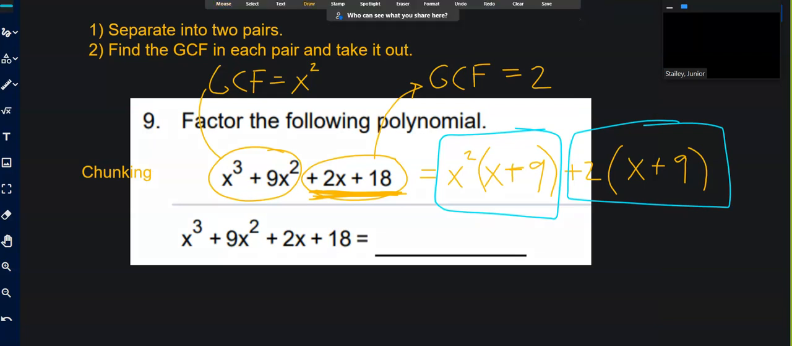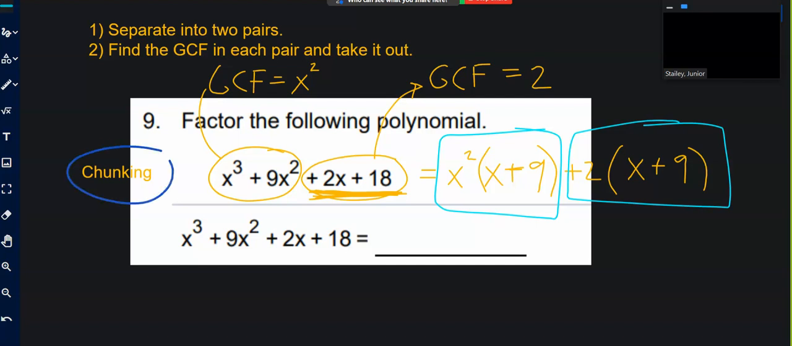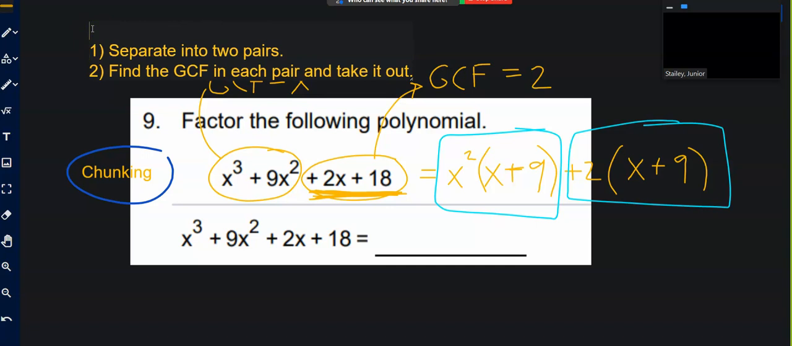On this particular slide, we were doing something called chunking. I know, fancy term. Actually, kind of stupid in my opinion, but that's what they call it. We have a polynomial, and what I noticed in this particular question is there's no GCF for all the terms.